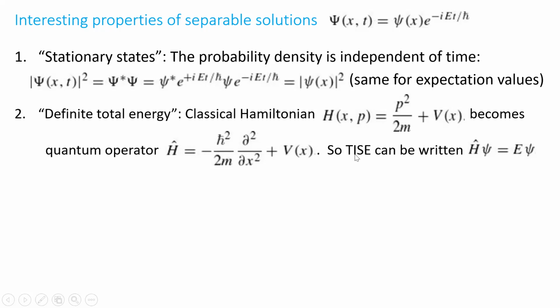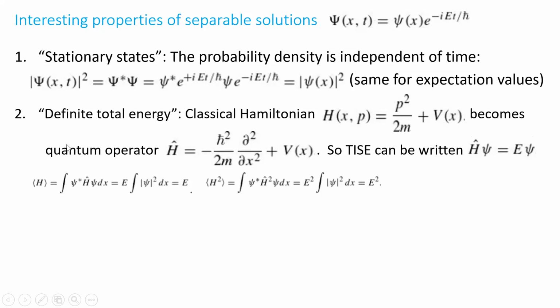So we can write the time-independent Schrodinger equation as that operator acting on psi, because if we act on psi here, we get exactly what we had on the left-hand side of the time-independent Schrodinger equation: H psi is equal to E psi. So this is an abbreviated version of the time-independent Schrodinger equation. H operator psi is equal to E psi.